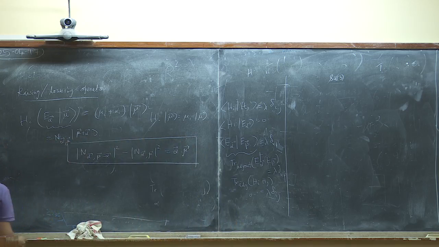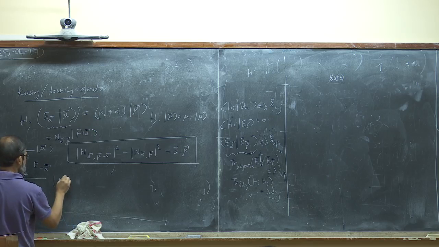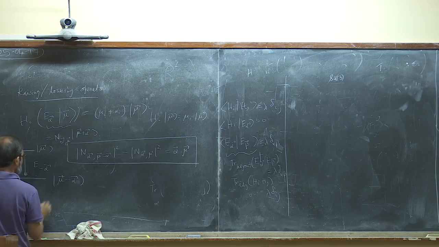That trick is the following. First of all, let us say that I have some weight vector μ, and I act by E_{-α}. Where do I reach? What is the weight of this? μ minus α. Good. And what is the constant that I will pick up here? That's right, n_{-α,μ}.